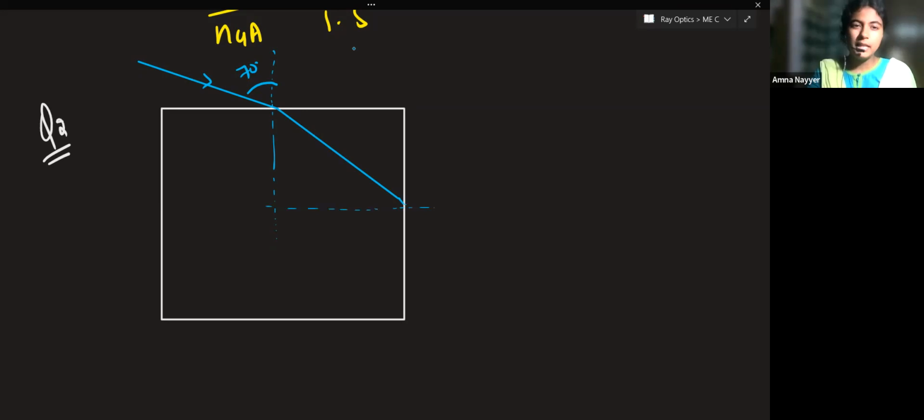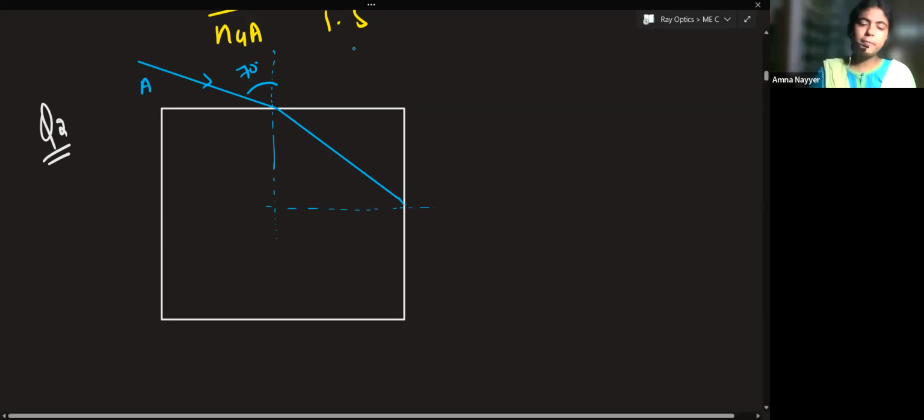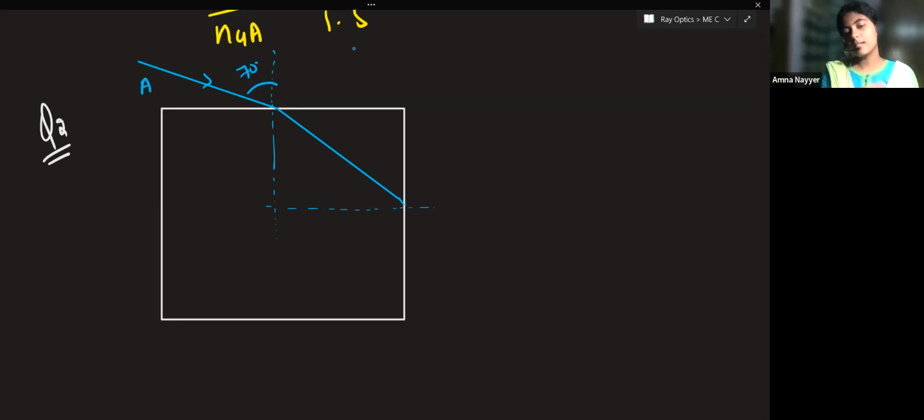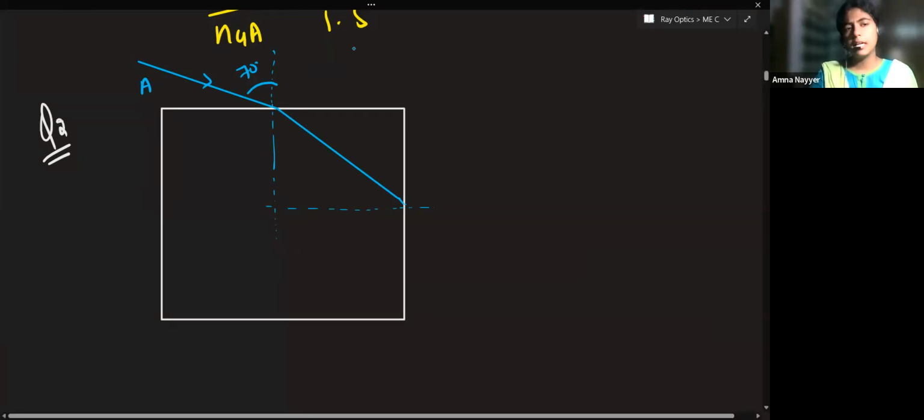See class, the complete question I'm not writing. From here only we'll start with this question. This question says a glass slab is there. This medium above is air, whose refractive index is given as 1. This is glass. And the incident ray is incident with the angle of incidence as 70 degrees.